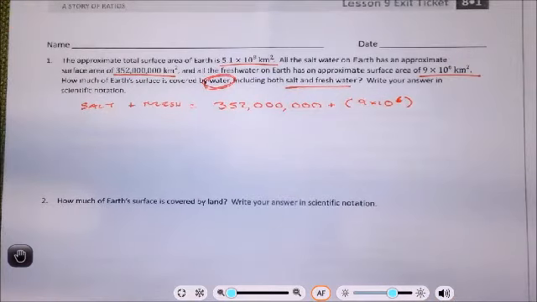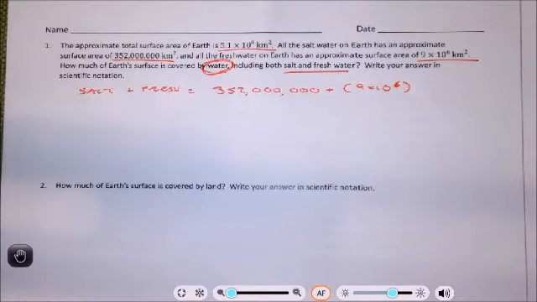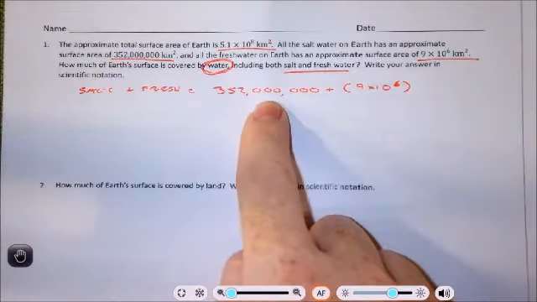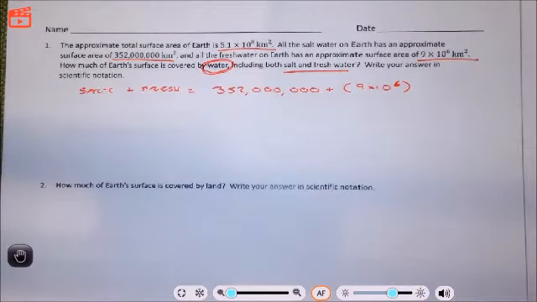So I want you to solve this on your own. Pause the video right now, solve it. I'll give you a hint. The first step is you should change the salt water to scientific notation. And then you're going to have to match the place value. And what exercise was it when we had to match the place value?